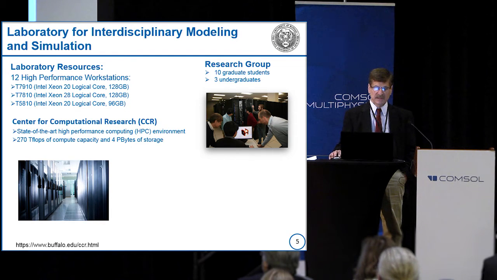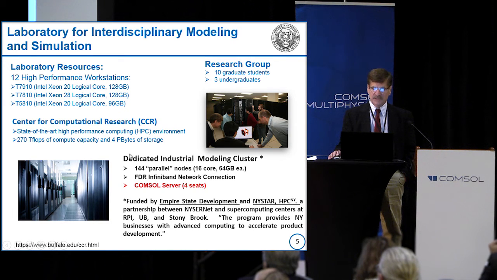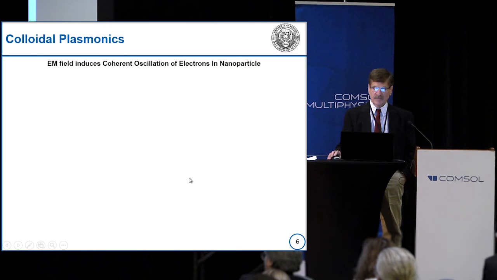This center has 250 terabytes of compute capacity and 4 petabytes of storage. And more recently, we installed a dedicated industrial modeling cluster courtesy of the Empire State Development and the ISTAR High Performance Computing Consortium involving Rensselaer, UB, and Stony Brook. And we have 4 seats to the COMSOL server. We'll be showing you examples of the implementation of this and their use.